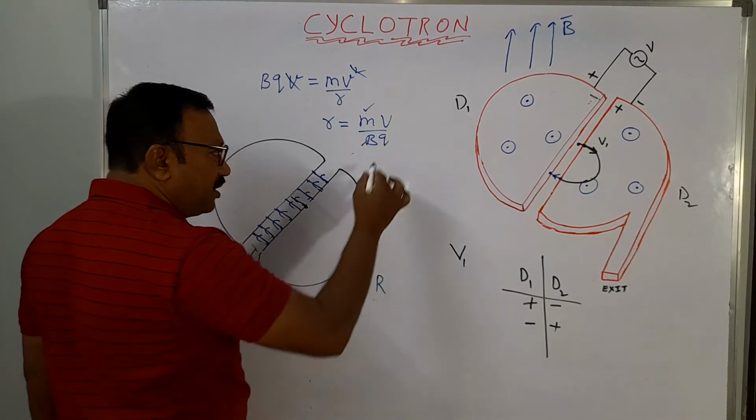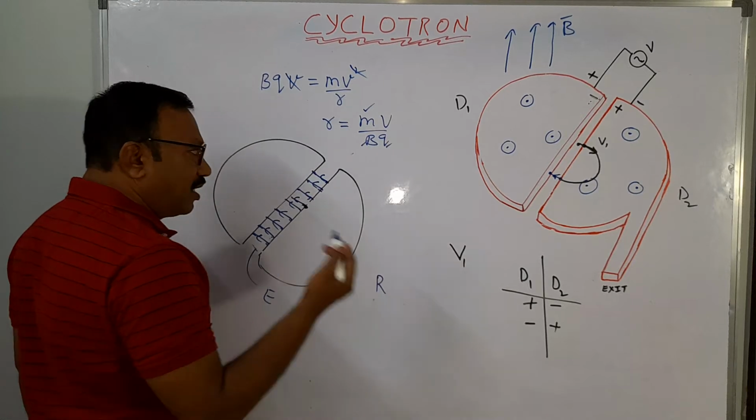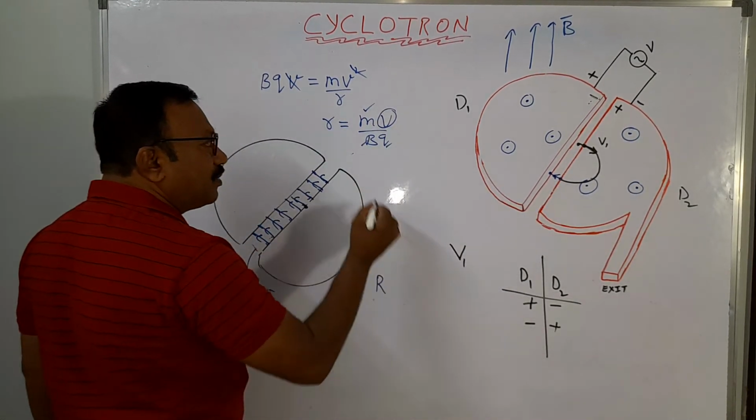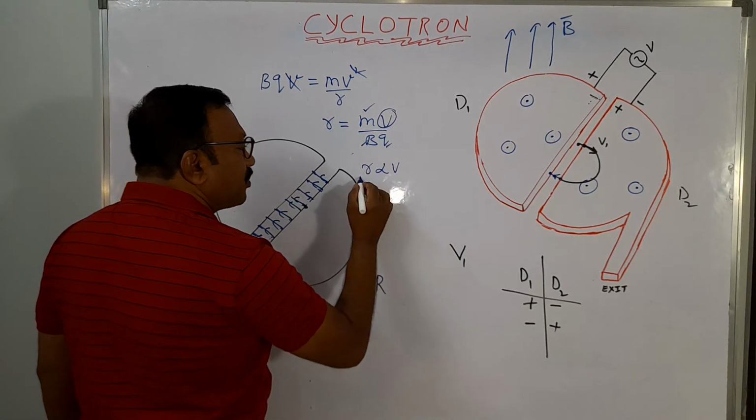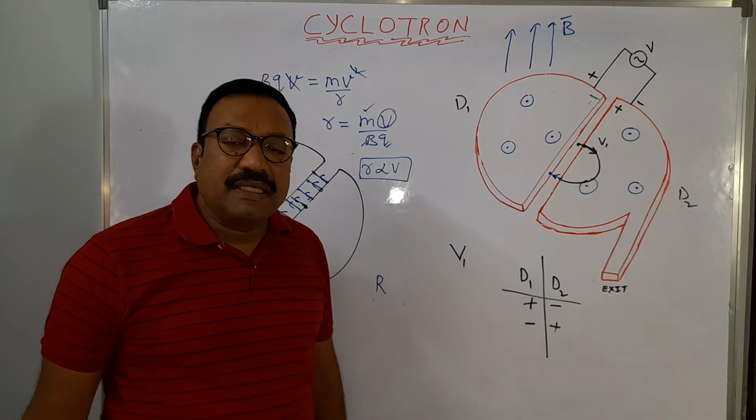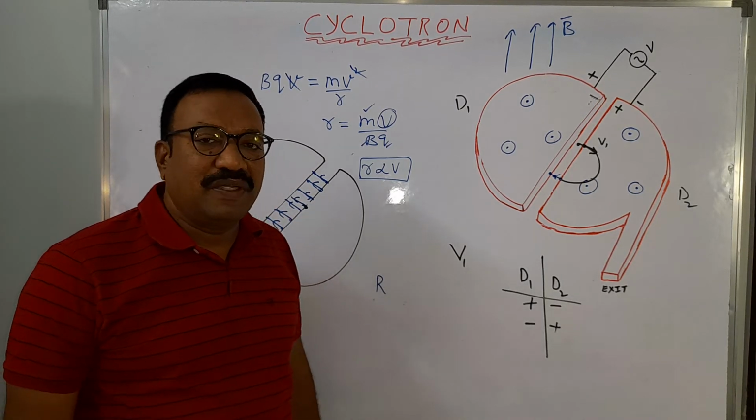Magnetic field I am not changing. Charged particle also does not change. Charge on the particle also does not change. You are increasing the velocity between the plates now. Therefore radius is directly proportional to velocity. As the magnitude of the velocity is increasing, the radius also has to increase.